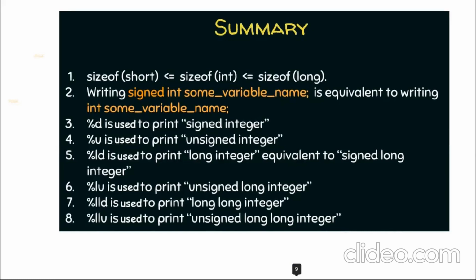%d is used to print signed integer. Whenever you want to print a signed integer, what format specifier are you going to use? %d. If it is an unsigned integer, you are going to print with %u. If you want to print a long integer value, you can use %ld. If you are using unsigned long integer, you can use %lu. For long long integer, you can use %lld. If you want unsigned long long integer, %llu.